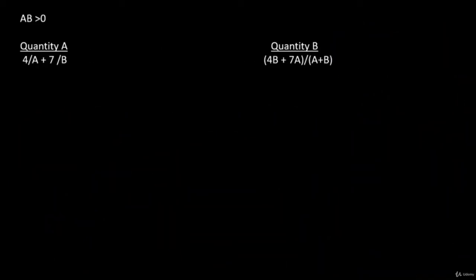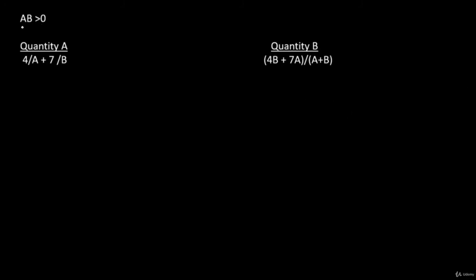Let's do this question. In the question stem, it's mentioned that AB is greater than 0 and quantity A is 4 by A plus 7 by B and quantity B is 4B plus 7A divided by A plus B. Pause the video, give it a try, and then let's do it together. Alright, we are back. I hope you have given it a try.